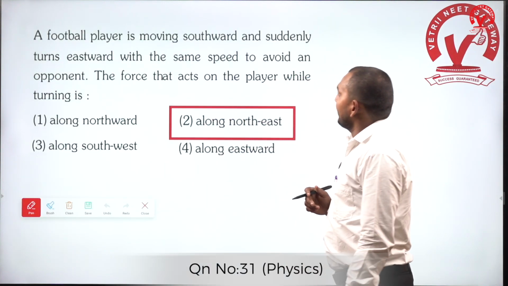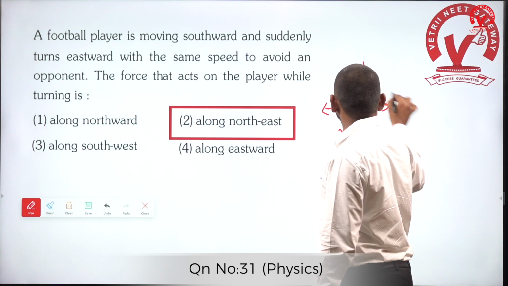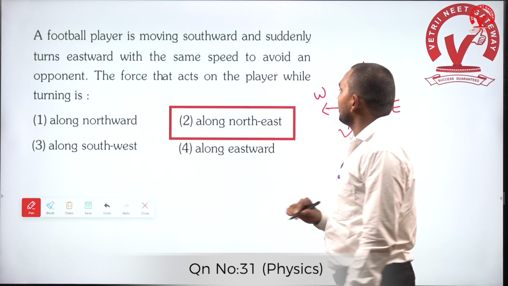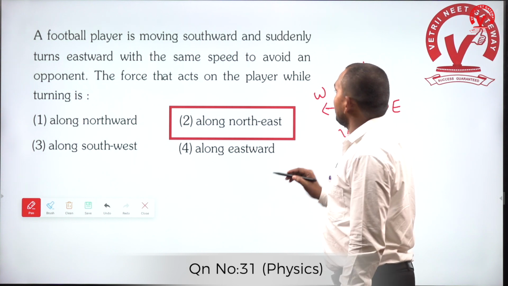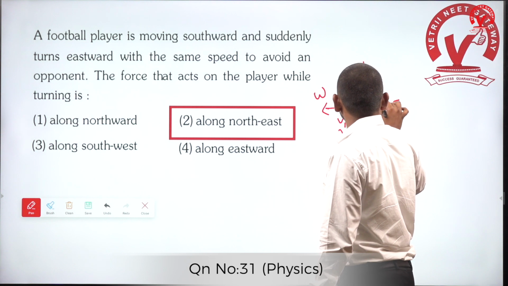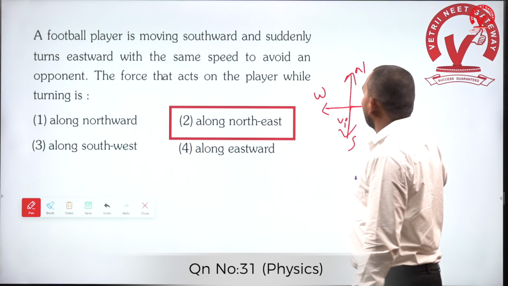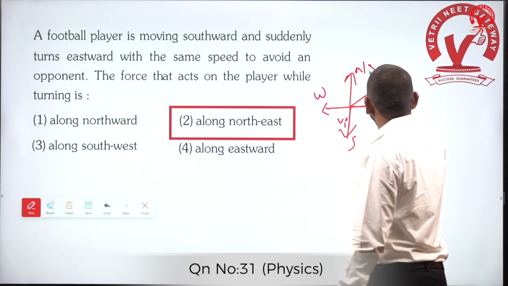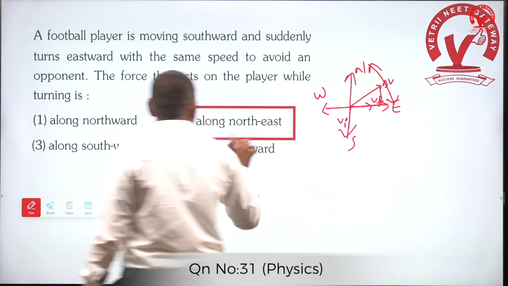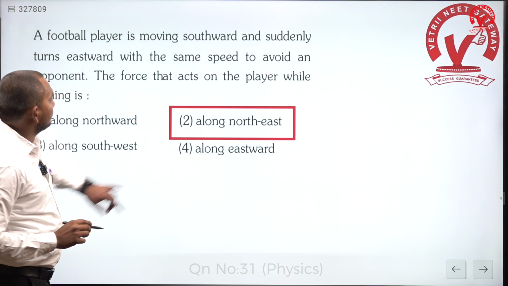A football player moving southwards suddenly turns eastwards. You know directions, right everyone? South, north, east, west. So initially it is south, next it is east, and they are asking to find out the force acting on the player. This is acting along delta V. So which direction? North to south direction, north to east direction is the correct option.